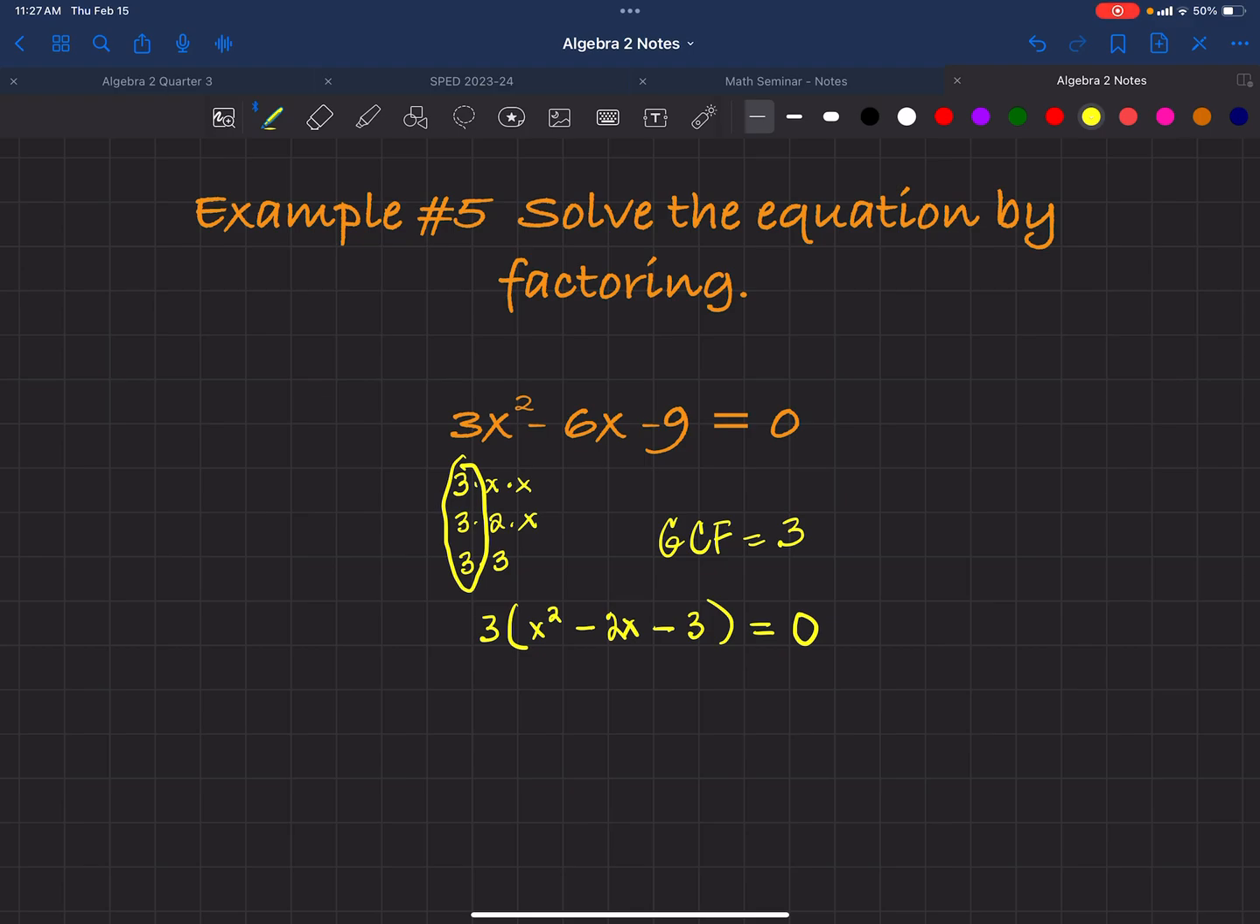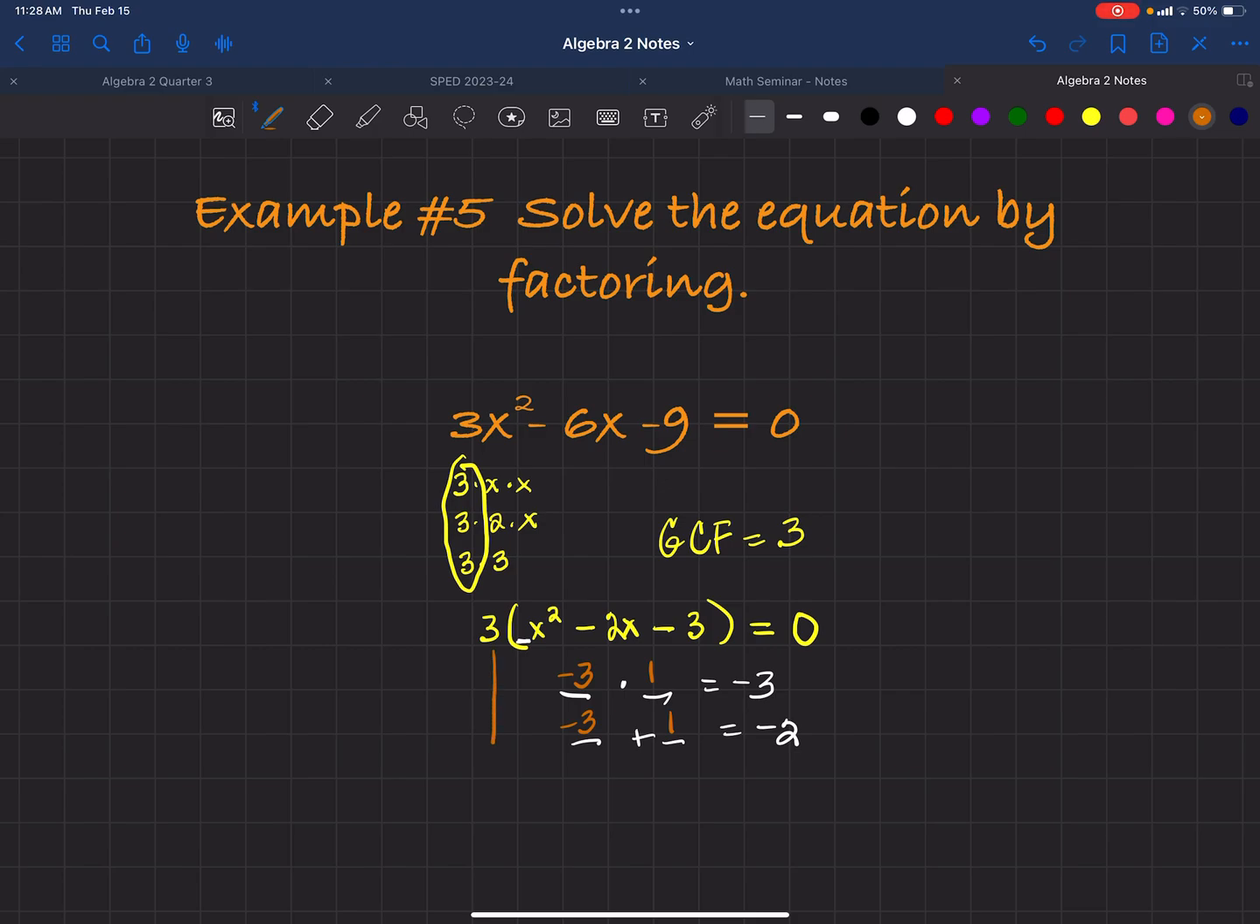From here, we're going to look at our first term. The value of our first term here is 1, so I don't need to slide and divide. I need to find two numbers that multiply to equal -3, and when I add those same two numbers, it is going to equal -2. Those two values are going to be -3 and +1.